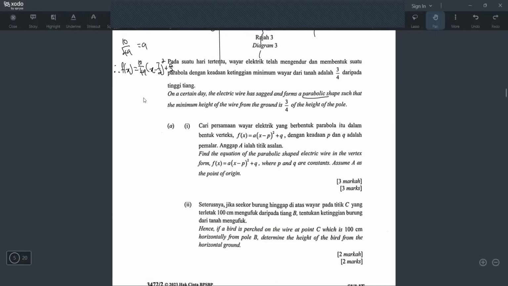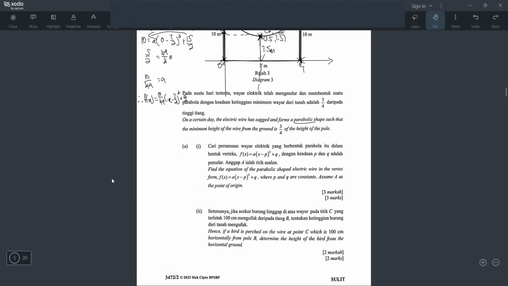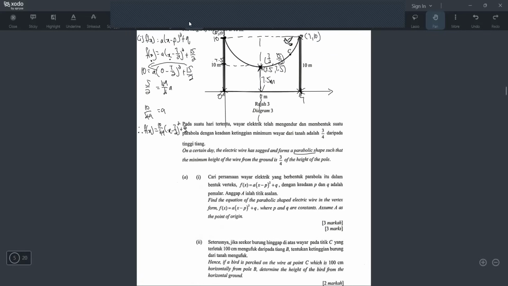Okay, sorry. Second question says what? Hence, if a bird is perched on the wire at point C, which is 100 cm horizontal from pole B, determine the height of the bird from the horizontal ground. Okay, there is a bird. So let's go and look for the bird. The bird is perched on the wire at point C. So this is the location of the bird, point C, which is 100 cm horizontal from B. So this is the pole B, right? So the horizontal distance here is 100 cm, right?